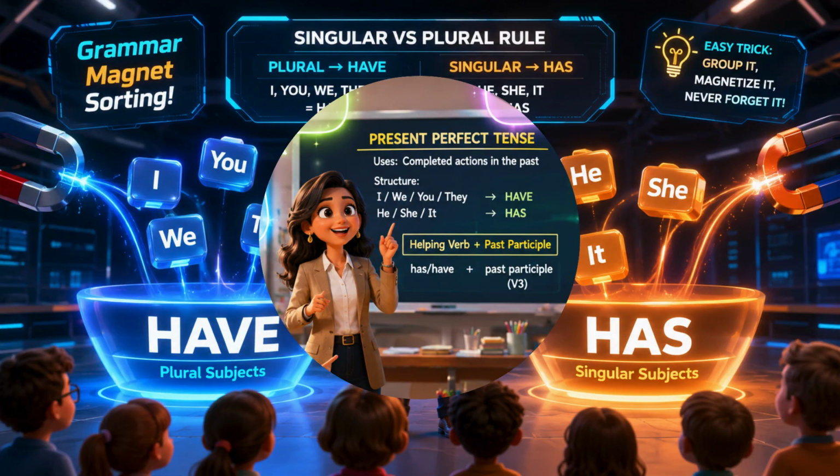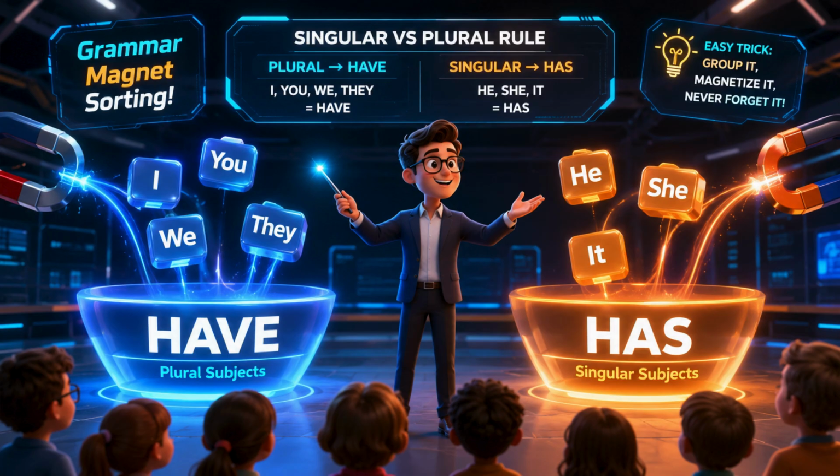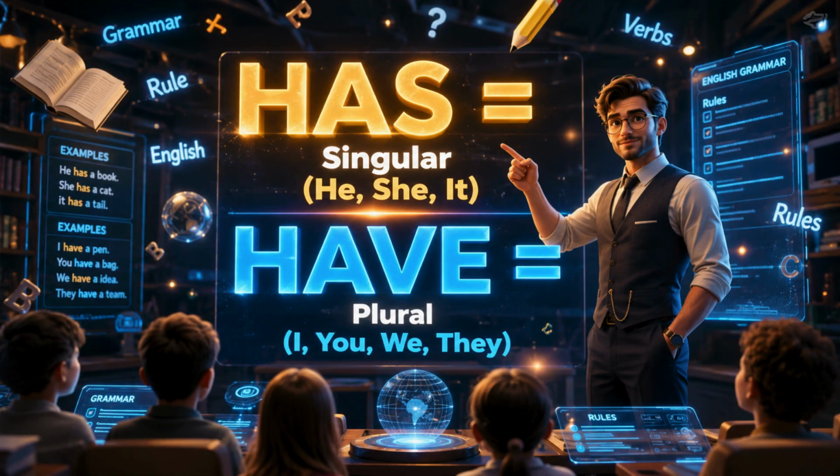Now remember this golden rule. Has is used with singular subjects. He, she, it. Have is used with plural subjects. I, you, we, they. If you remember this rule, you will never get confused again.